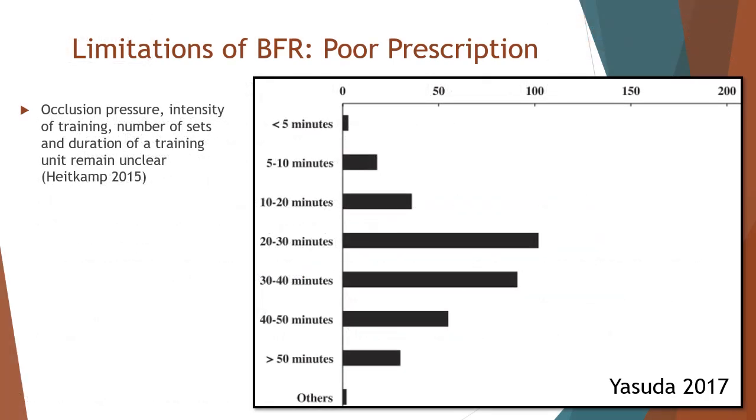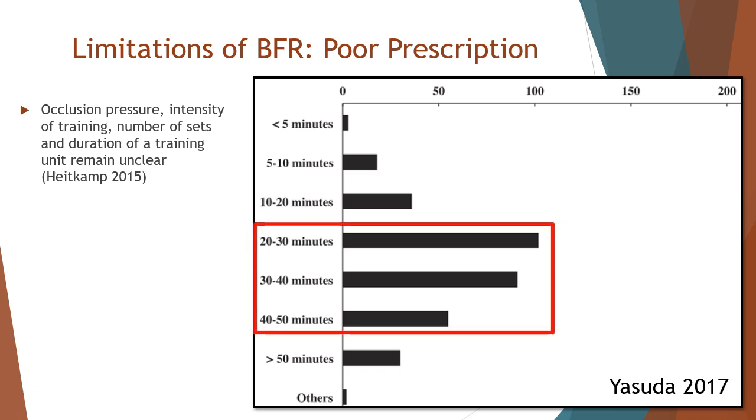Along the same lines of poor prescription, again out of that same survey of USUDA in 2017, we can see that a lot of respondents were keeping the occlusion pressure on for much too long durations. Again, the longer the duration of occlusion, depending obviously on the intensity, the greater the risk for adverse responses, as well as the blunting of the documented adaptations that have previously been described.